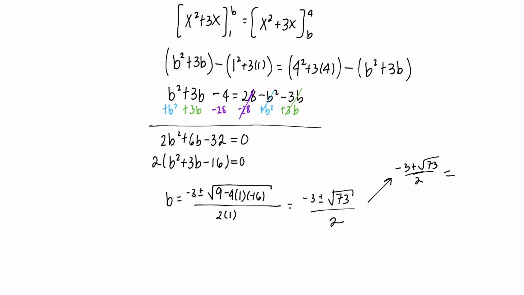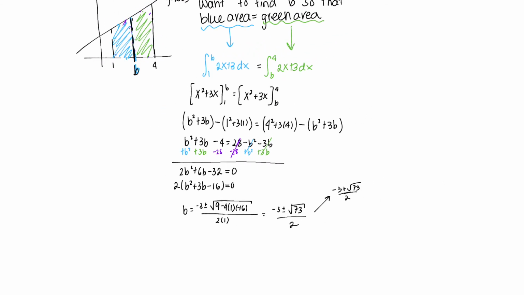I'm figuring out what these values are because I need to decide which of these is between 1 and 4. Ideally, one of these will be between 1 and 4 and make our life better. So this is approximately 2.77. So that looks like a promising answer.